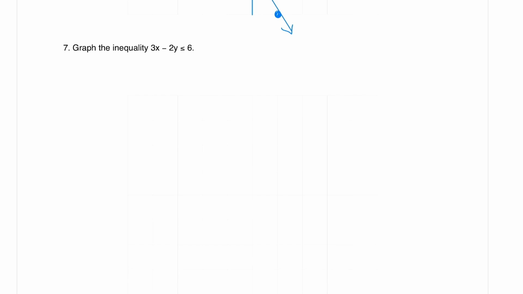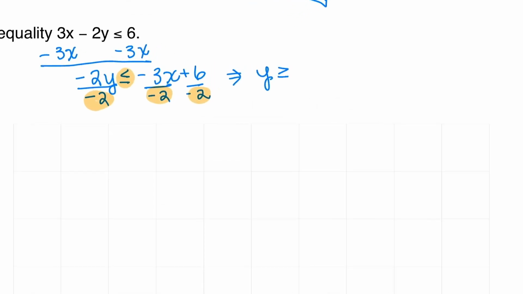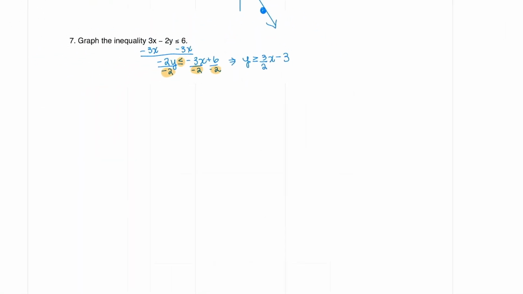Number 7, graph the inequality 3x minus 2y is less than or equal to 6. First, we have to solve for y here. So we're going to subtract 3x from both sides. So we have negative 2y is less than or equal to negative 3x plus 6. Now we're going to divide everything by negative 2. Remember that when we divide by a negative, we do have to flip this sign. So this is going to be y is greater than or equal to positive 3 halves x minus 3. So that's what we're going to focus on graphing.